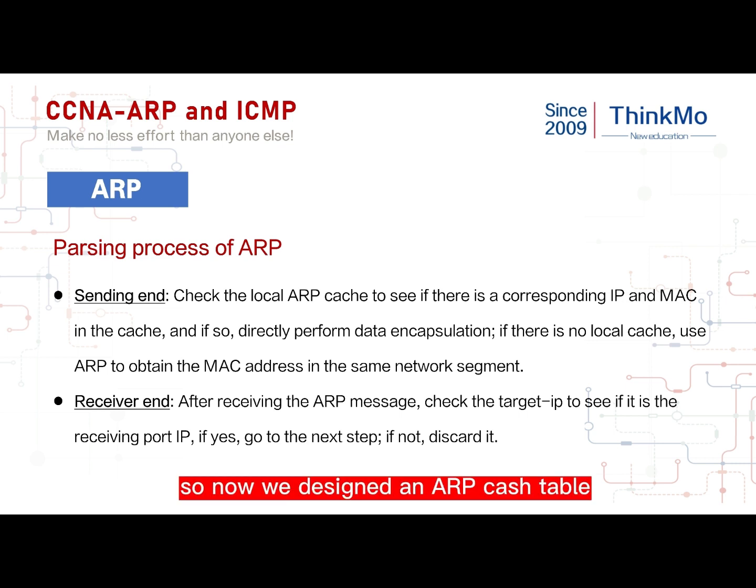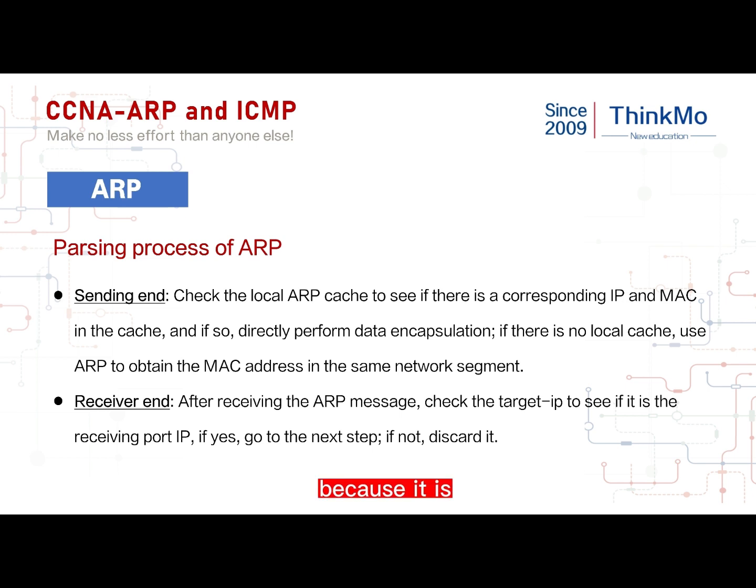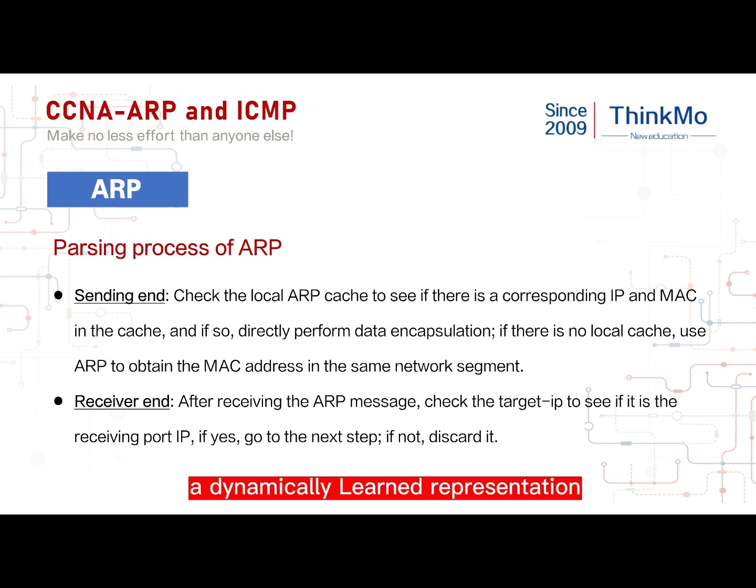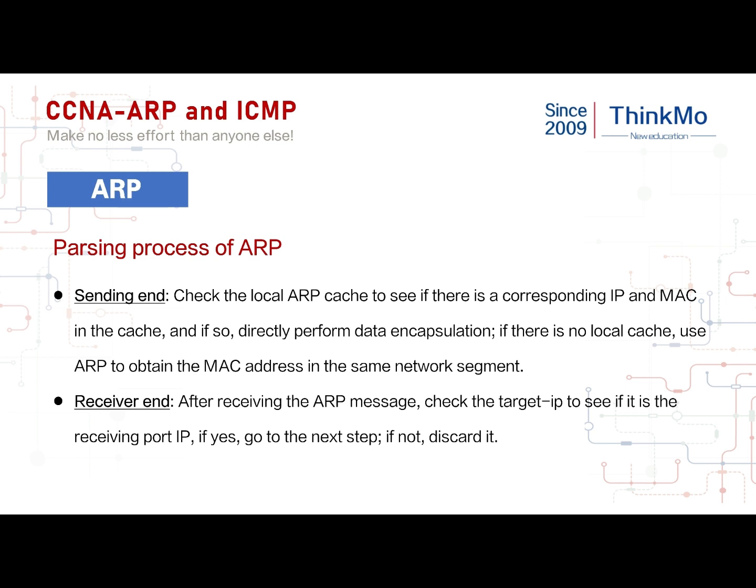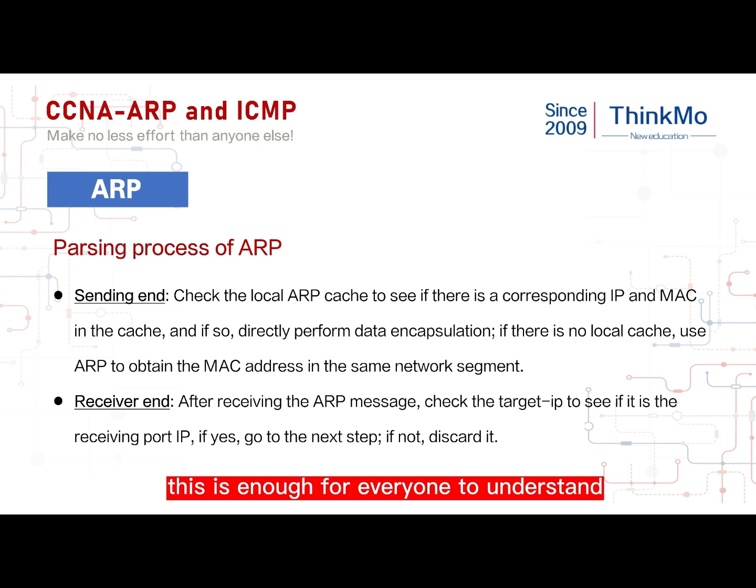So now, we designed an ARP cache table. It exists locally. You often have to send data. This ARP cache table will always be refreshed. Otherwise it may be aged out, because it is dynamically learned. This is enough for everyone to understand.